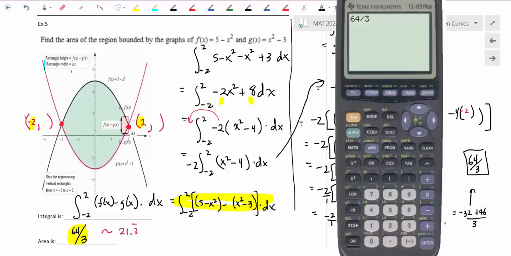All right, let's do a drum roll. Are we right? Look at that. We are correct. Okay, so we numerically showed that this is the same.